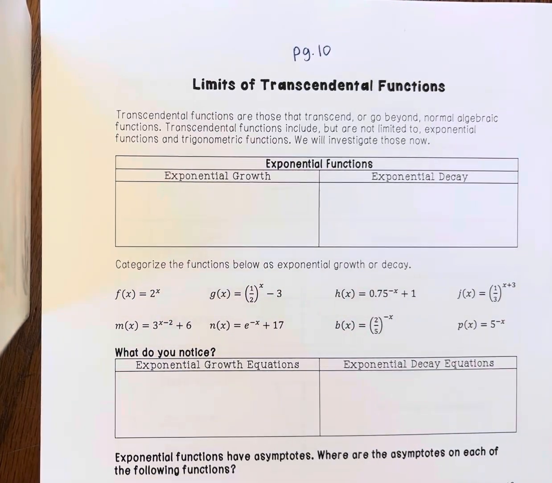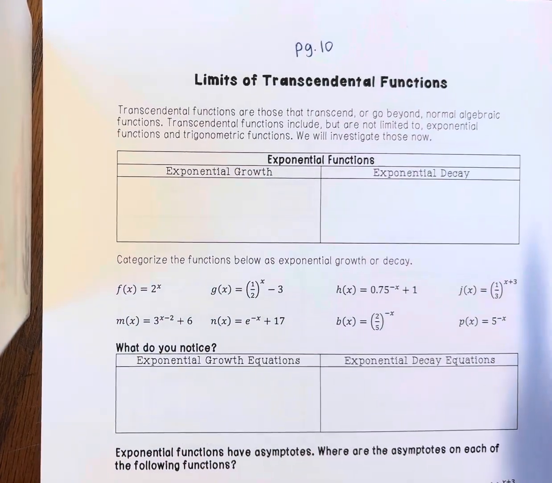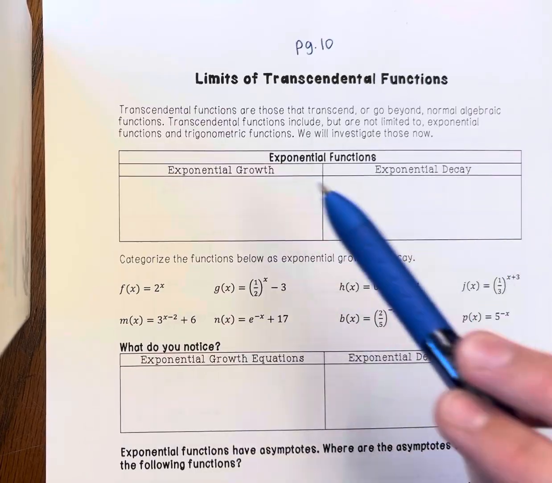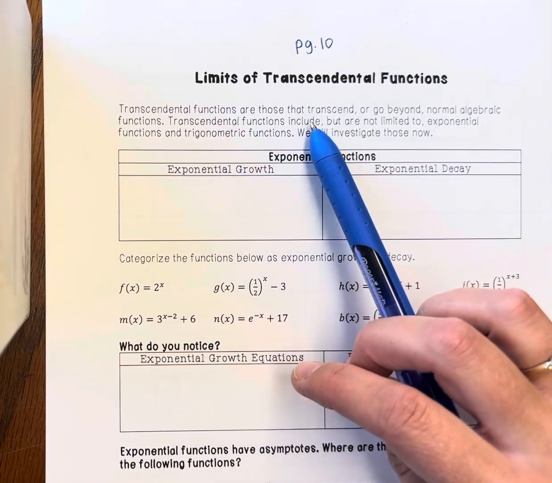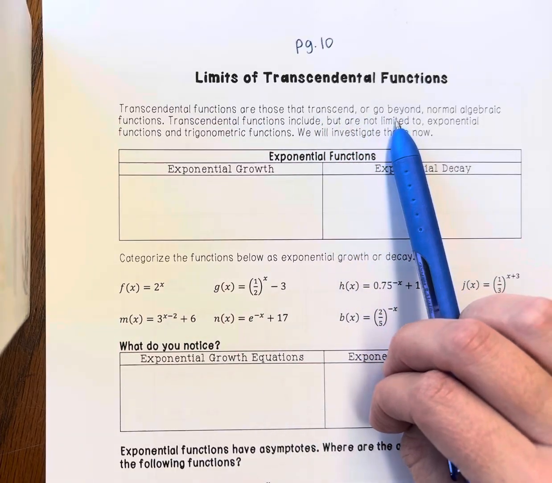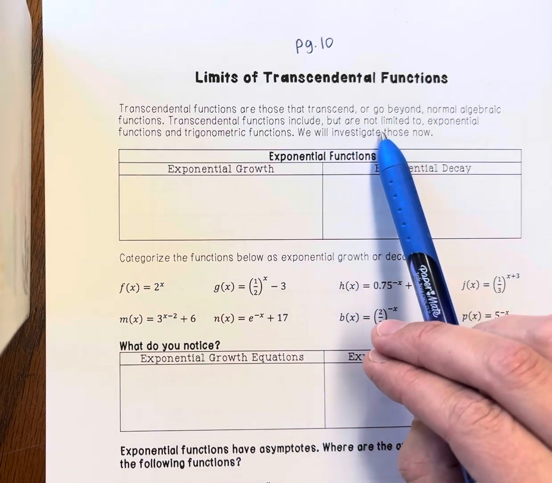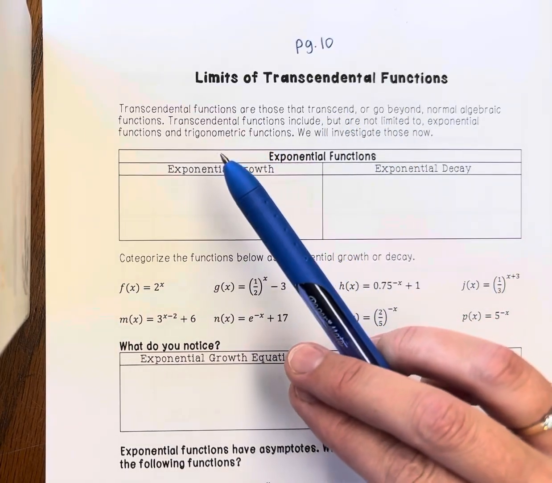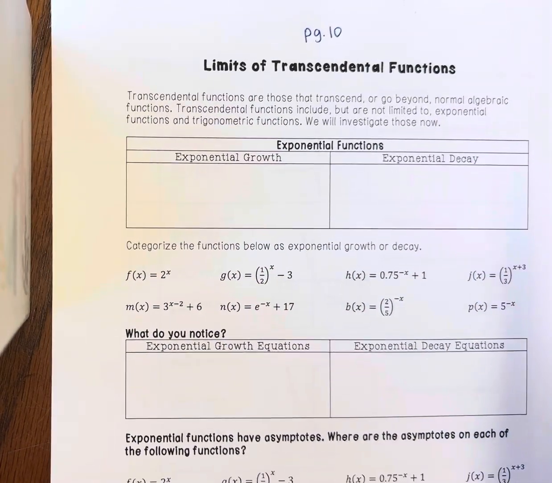Hi everyone, this video goes over starting on page 10 of the Unit 2 packet. The top of this page says limits of transcendental functions. So you may have never heard that word before, but transcendental functions are those that transcend or go beyond normal algebraic functions. So they include but are not limited to exponential functions, which is what we're going to look at in this video, and trig functions. So we're going to investigate the exponential functions now.